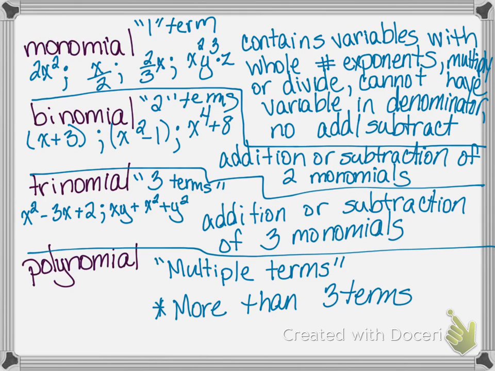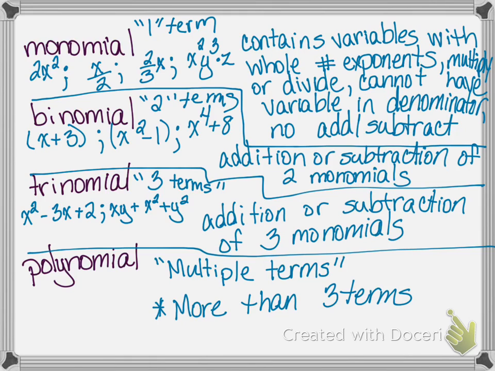It is one term. You can be multiplying within that monomial, and you can divide, but you can't divide by a variable. So you can't have a variable in the denominator. But that's what a monomial is, and it is one term. And you've been working with monomials for years.